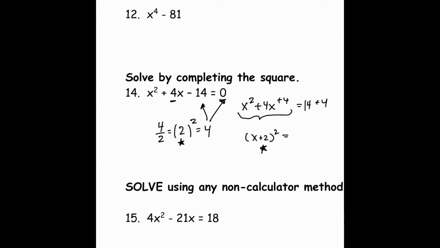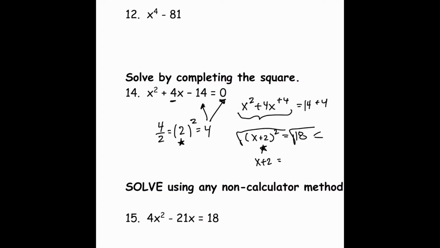Squared equals 14 plus 4 is 18. All right, simply solve for x by taking a square root. Square root of both sides. So x plus 2 is equal to plus or minus the square root of 18.